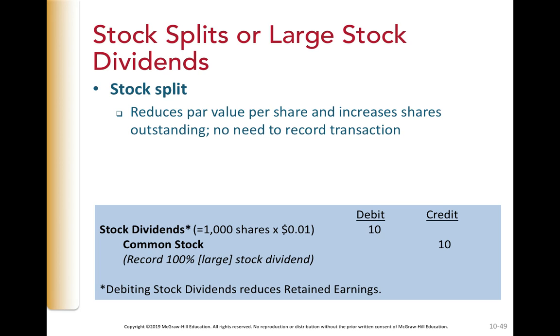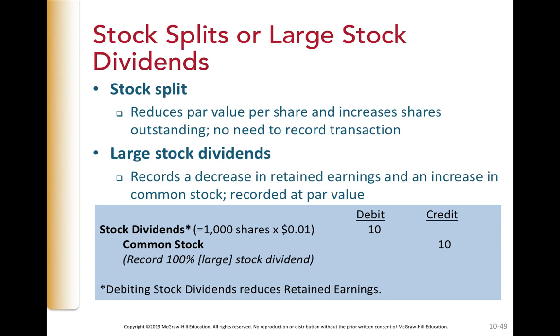Let's look at stock splits or large stock dividends. A stock split reduces par value per share and increases the shares outstanding. If that happens, there's no need to record a transaction. Now, large stock dividends, on the other hand, record a decrease in retained earnings and an increase in common stock, which is recorded at par value.